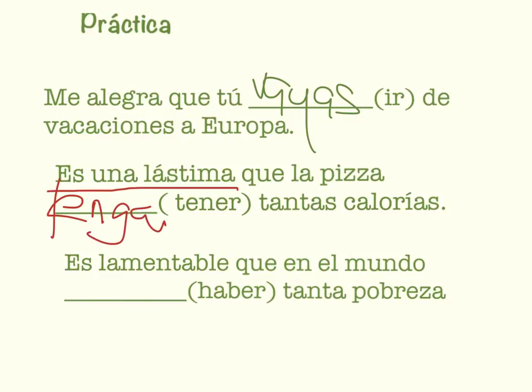And the third sentence, es lamentable que el mundo haber tanta pobreza. Okay, es lamentable. Okay, it's lamentable, it's sad. So therefore there's emotion involved. Therefore we have here a subjunctive trigger of emotion, and we are going to conjugate the verb in the second sentence in the subjunctive. Es lamentable que en el mundo haya tanta pobreza. Okay? If you have any questions, please let me know.